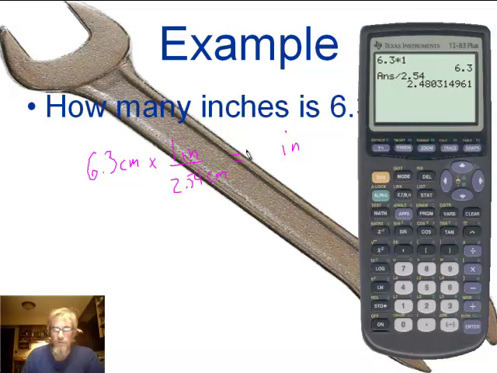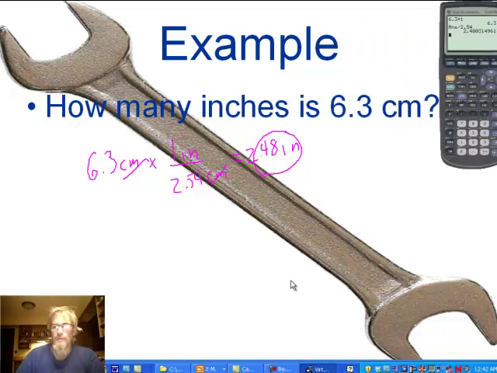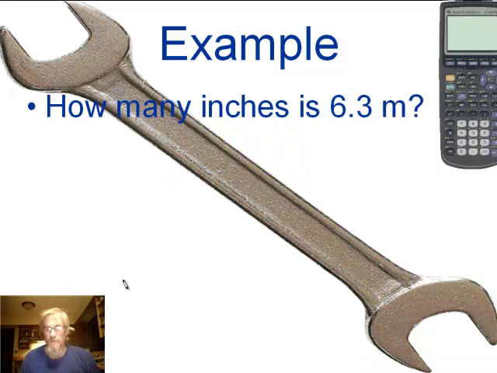It's about 2.48 inches. So 6.3 centimeters is 2.48 inches, and I know that I'm right here because my units are right. With centimeters gone, 1 inch is the only unit that's left here. Let's set my calculator off to the side. Let's move on. We can do more than one of these at a time.